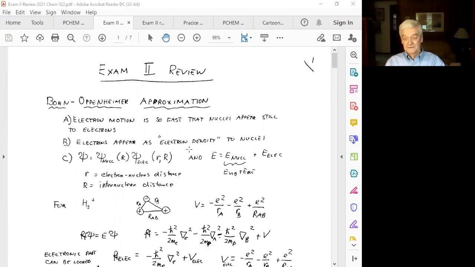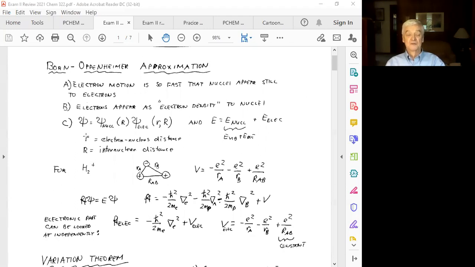Whenever we get to the heavier motions, the electrons are going to appear as electron density about the nuclei, or what I like to call fuzzballs. So here was basically the approximation. The overall wave function can be separated into a heavy part, the nuclear part, and then the electron part. And the nuclear part, as we'll see later, is a combination of vibrational and rotational energies. But when we talk about bonding, we look at the electronic part.